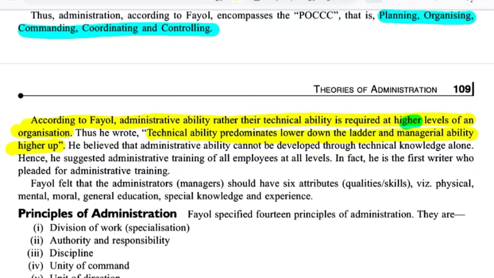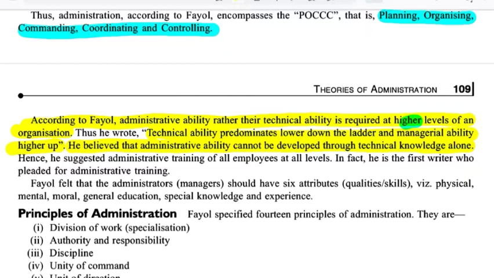At higher level we need to do planning, organizing, commanding, coordinating and controlling, but we do not need only technical assistance there. We need technical assistance, but we do not require only technical ability at the higher level of an organization. It is believed that administrative ability cannot be developed through technical knowledge alone. If a person has only technical knowledge, he is not able to manage the organization at the higher level.